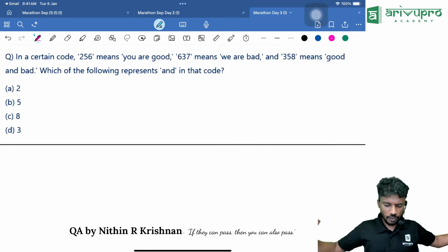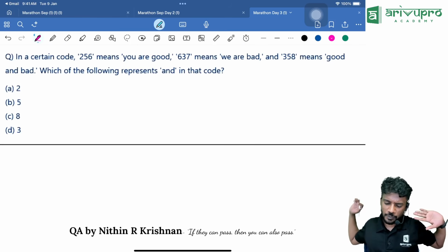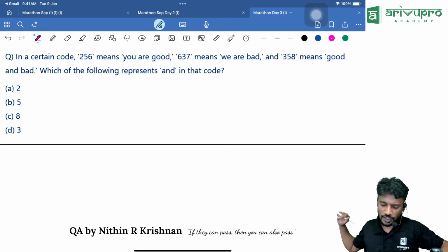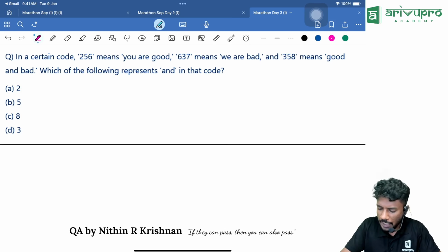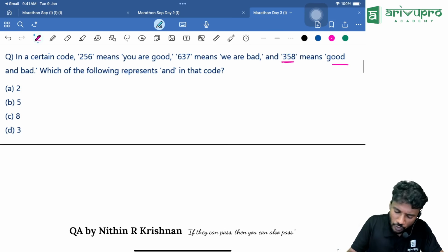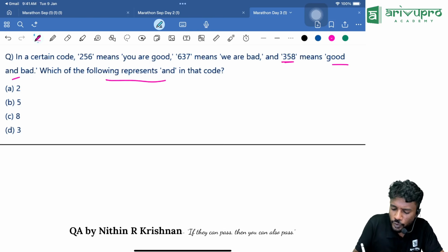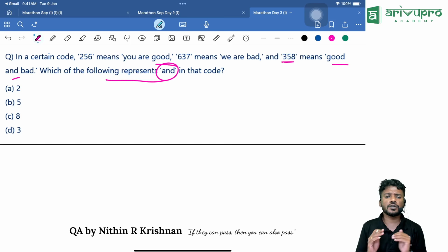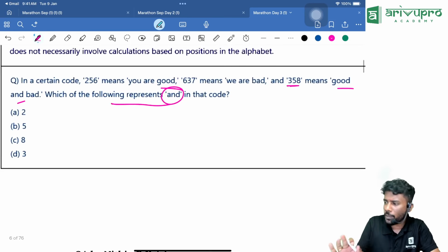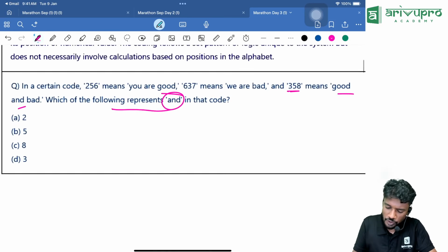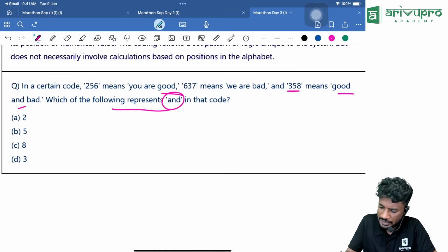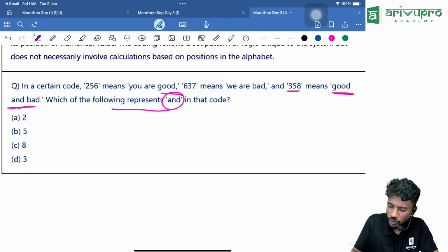In a certain code, 256 means you are good. 637 means we are bad. 358 means good and bad. Which of the following represents and? How to solve these types of questions? Find the common words and the numbers. So we require the code for and. And is present in which one? The last line. Good and bad.